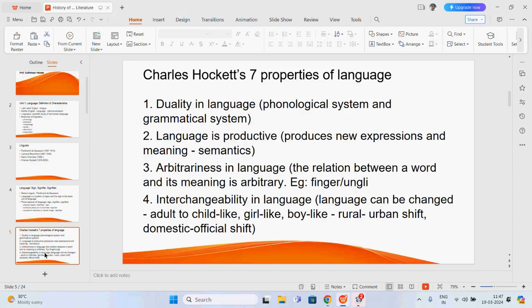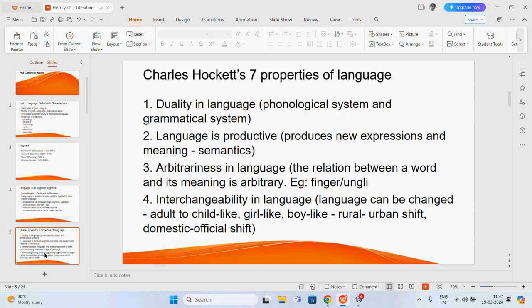There is duality in language. Language has a sound system, the phonological system. You can listen to me speaking now. That is the phonological system of language. And then there is the grammatical system. You're looking at the slides that are written down. There is a grammatical pattern that is being followed there. So every language has duality. We have the phonological system, the sound system, and the grammatical system or the written system.